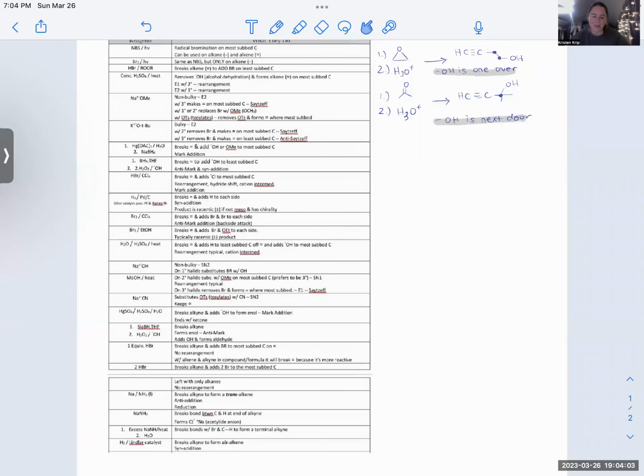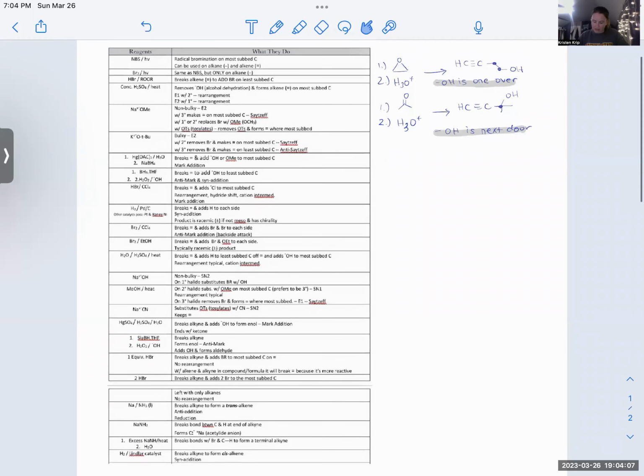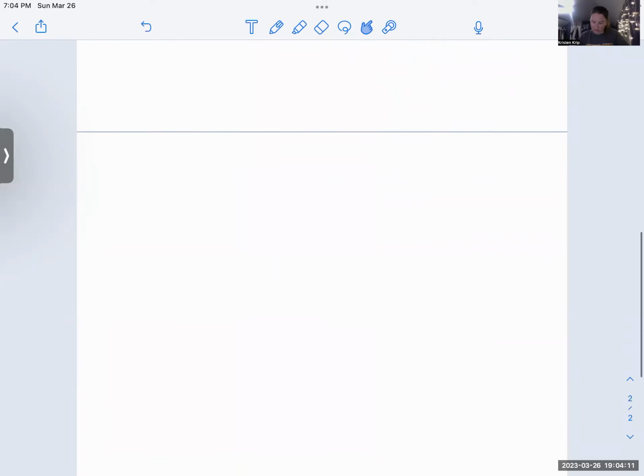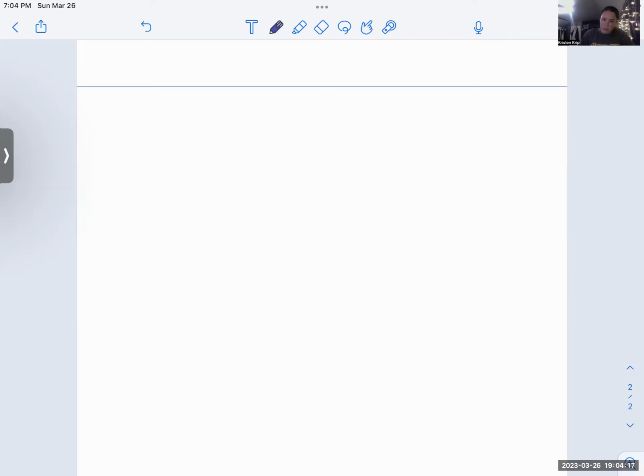Yes, more malty stuff. You got it. So, this is kind of our master list. We can come back to this and look at it a little bit later. I'm going to start with some substitution and elimination with alcohol.